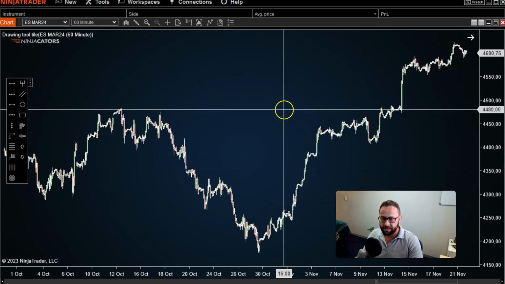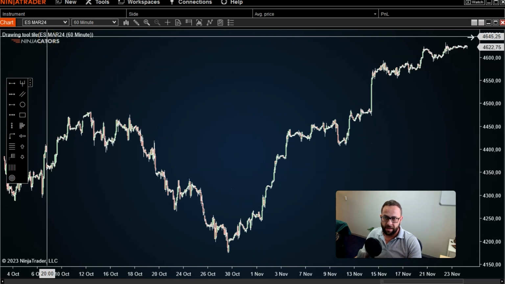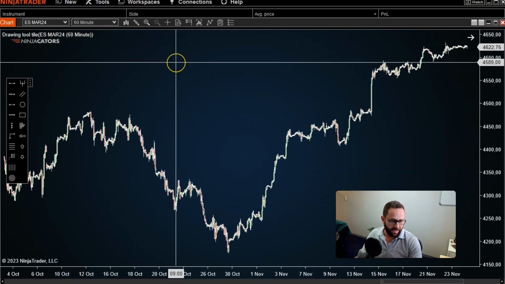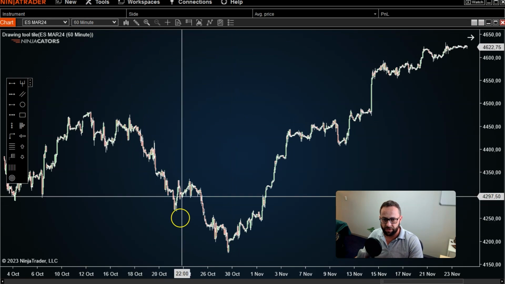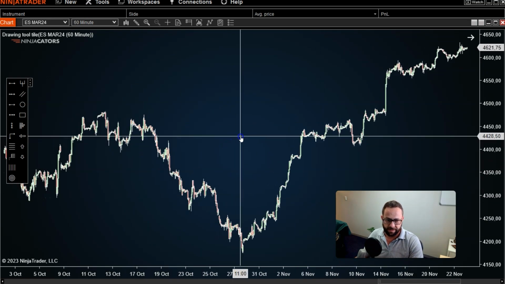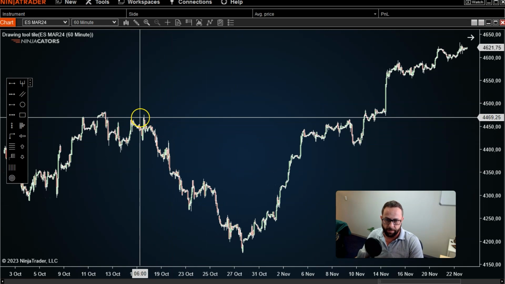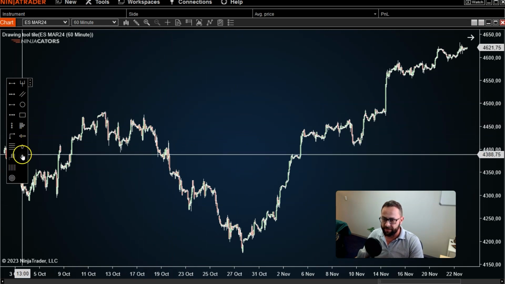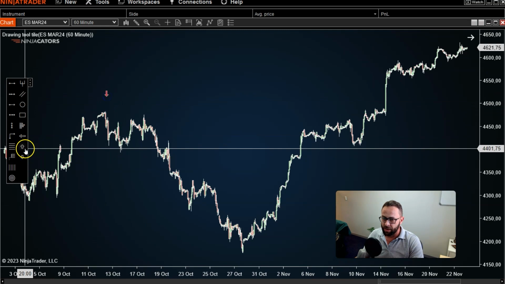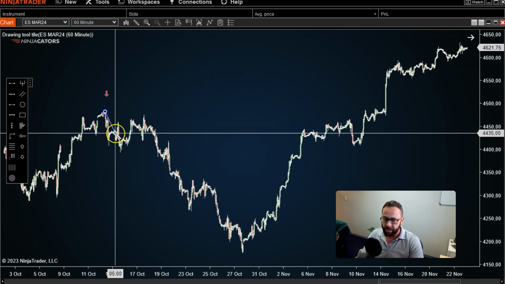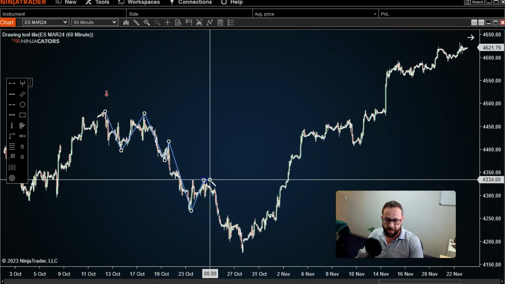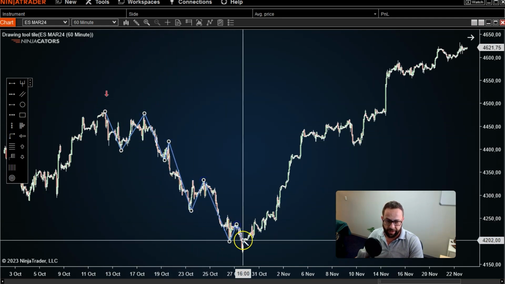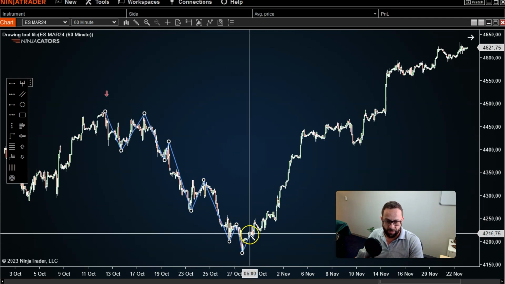In this example, it is on the ES, the E-mini S&P, set to a 60-minute time frame. It could be set on any chart, so forget for the moment that we're looking at a 60-minute time frame, and just focus on the actual price action. First off, I want to talk about reversals. Let's say from around this point over here, we could see the ES start making lower lows, lower highs, lower lows, lower highs, and so forth, until it came to a point where it made a low and then started moving back to the upside.